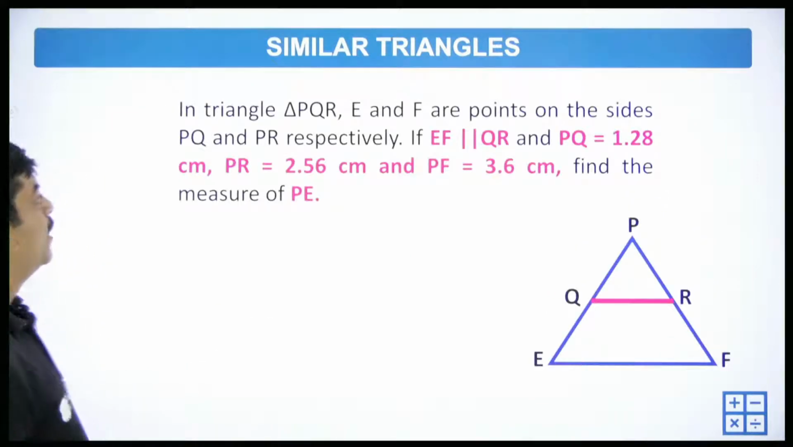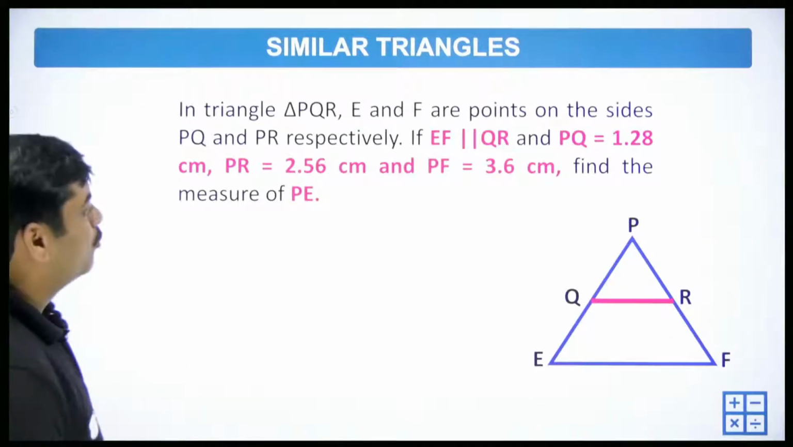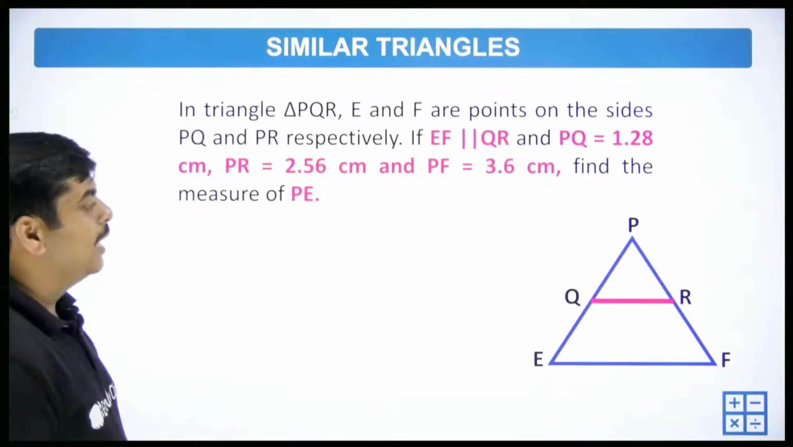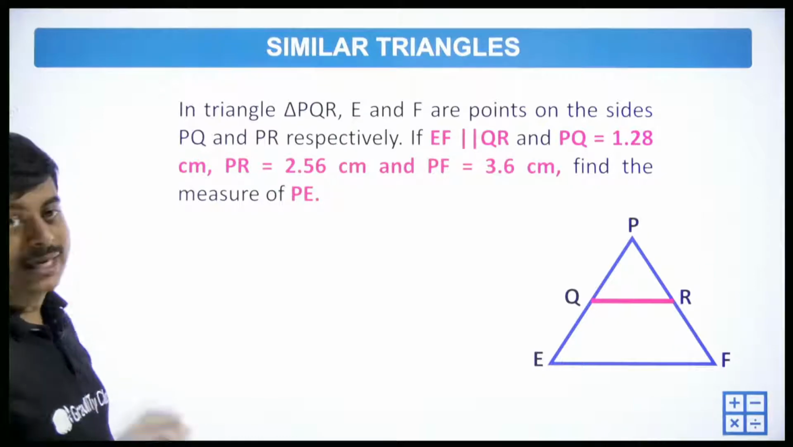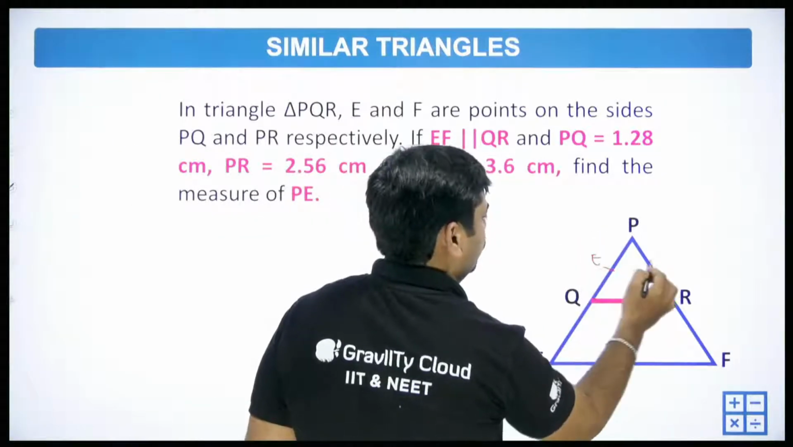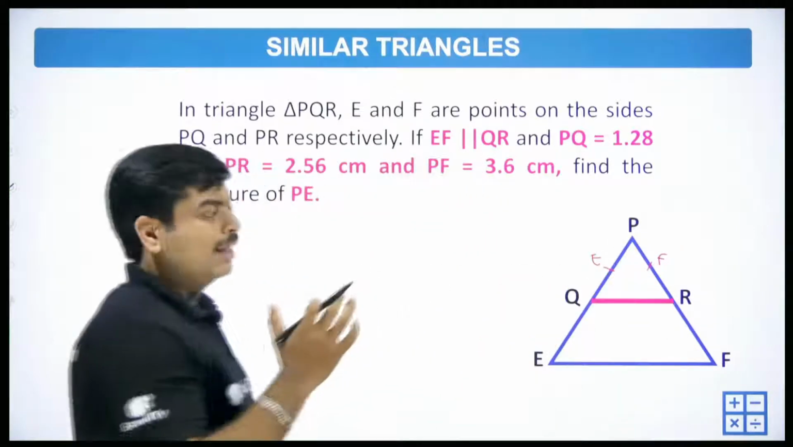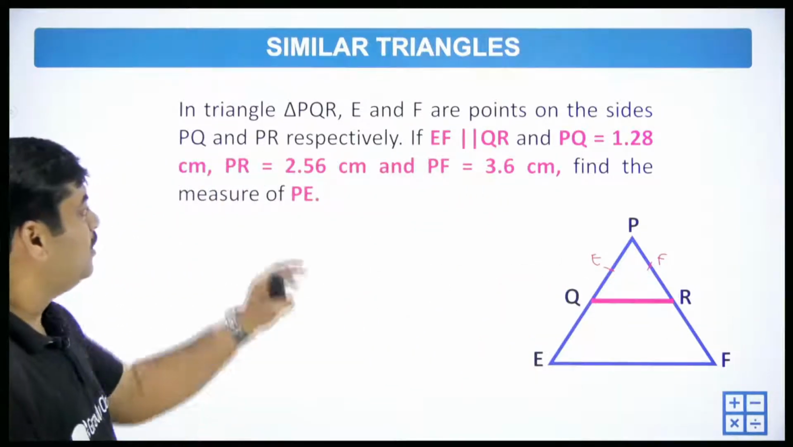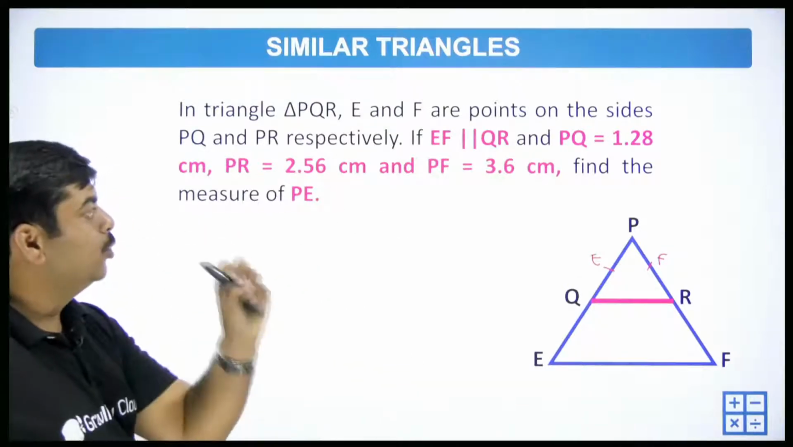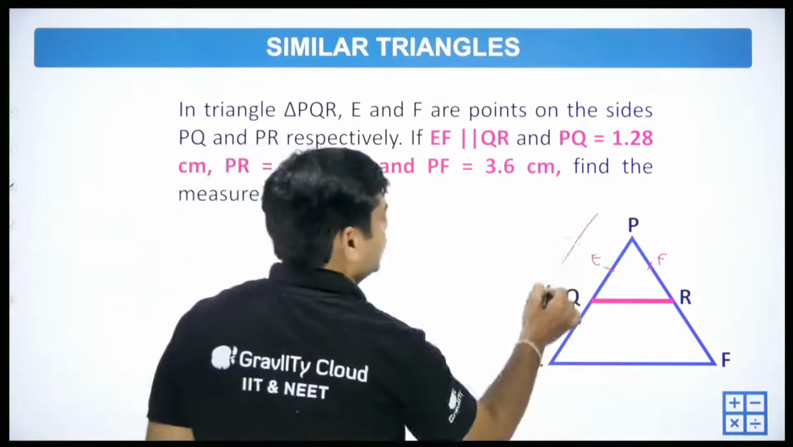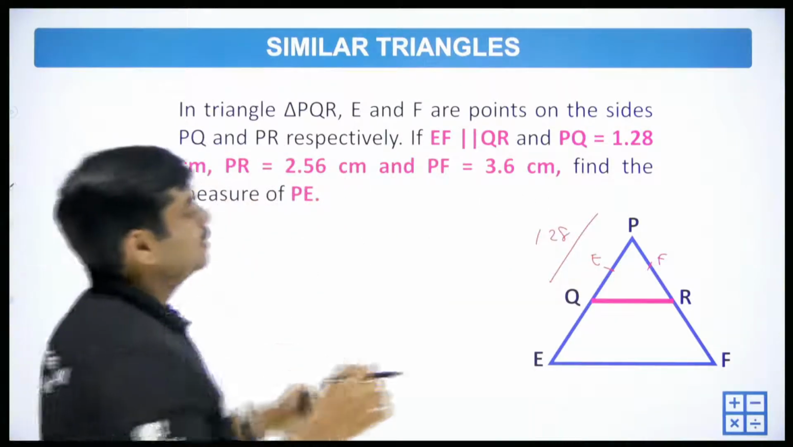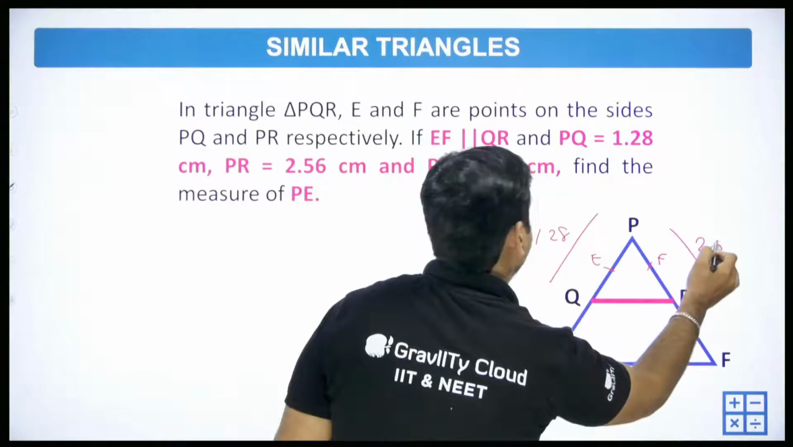We have a diagram. In a triangle PQR, E and F are the points on the sides. See, this is a triangle. E and F can actually be here also. But what happened here? If EF is parallel to QR, PQ is given as 1.28. This complete thing is 1.28. And carefully see here, PR is given as 2.56.